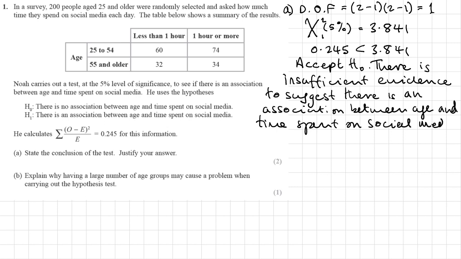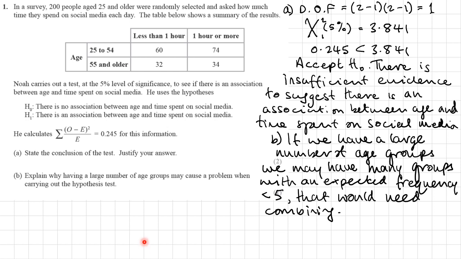Okay, right, let's move on to part B. Part B says, explain why having a large number of age groups may cause a problem when carrying out the hypothesis test. I would say this is to do with the expected frequencies of a large number of groups being less than 5. So I'll put here, if we have a large number of age groups, we may have many groups with an expected frequency less than 5, and that would mean combining age groups. So you've separated out these age groups, and then you'd end up recombining them.